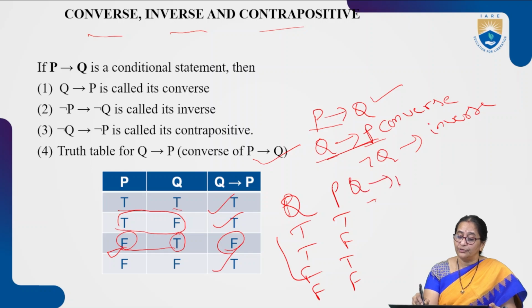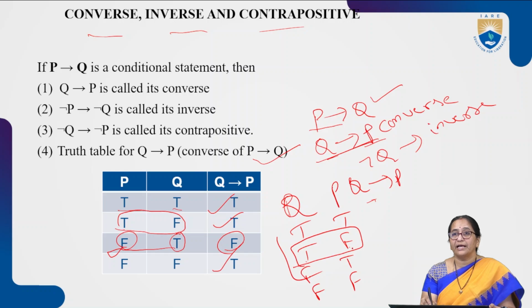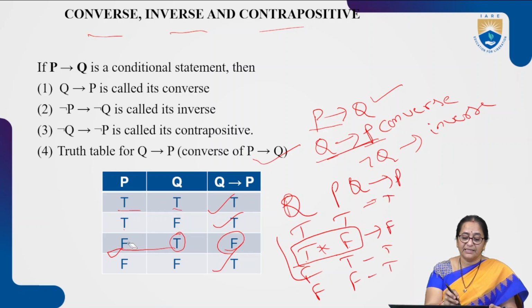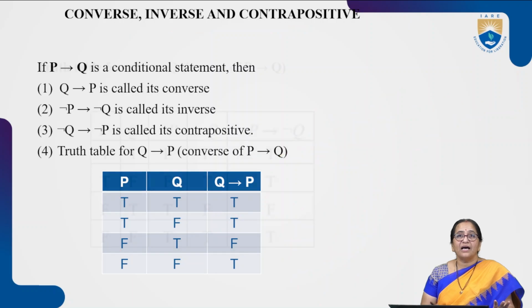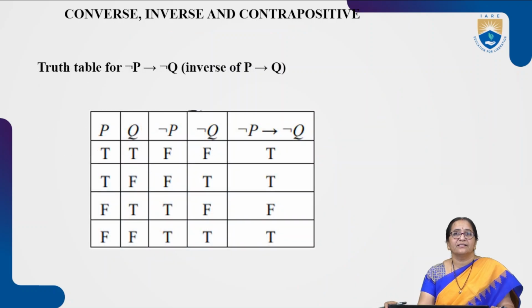Now we are finding Q to P. The only case where our result is false is when Q is T and P is F. In the remaining cases the values are true, true, true. These are the values in the table. This is the converse. The next one is the inverse.